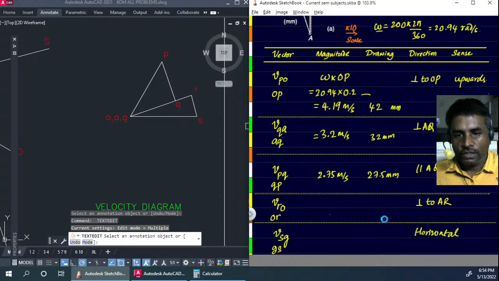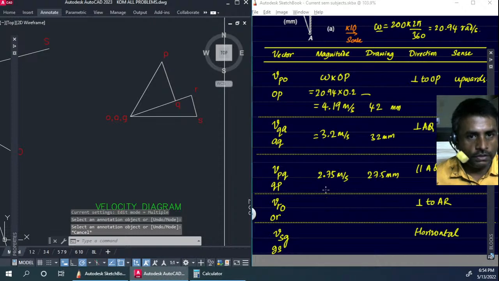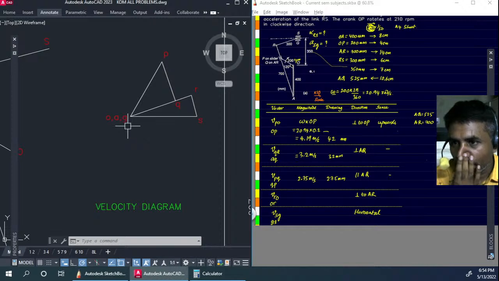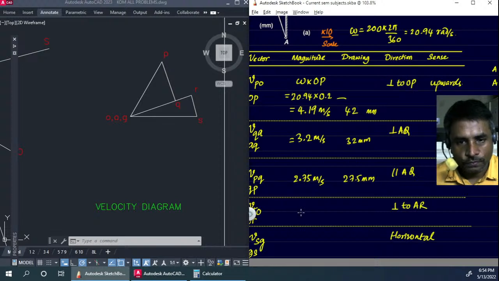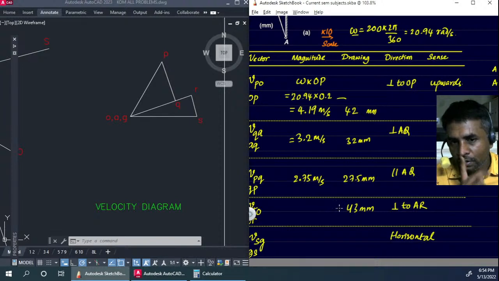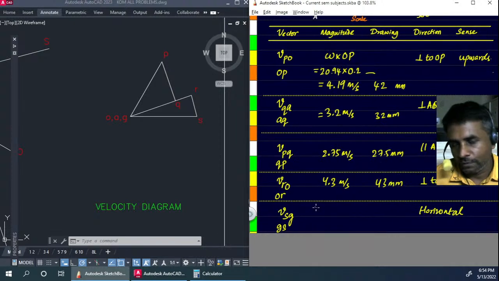Okay, so first let's measure the length OR. I think the OR length we have already found. OR or AR length is the one we found, and that's 43 mm. So here we have to get that as the same, 43 mm. If you want to get back the velocity from this, it's going to be divided by 10. So 4.3 meters per second is the velocity of r with respect to o.